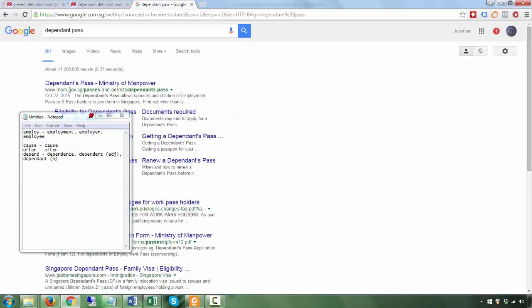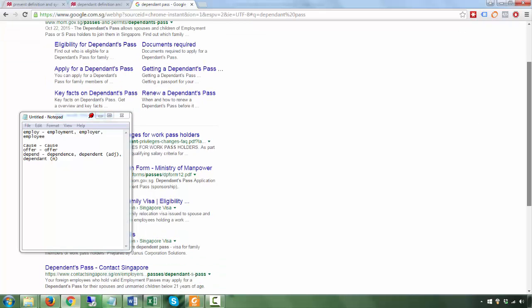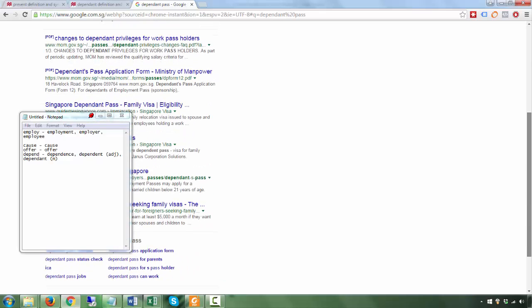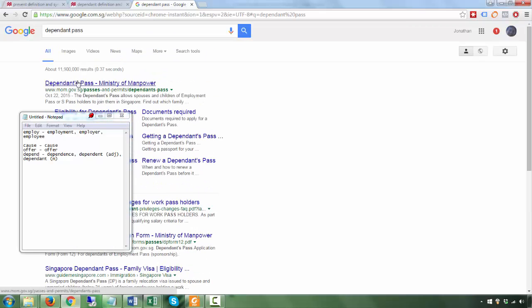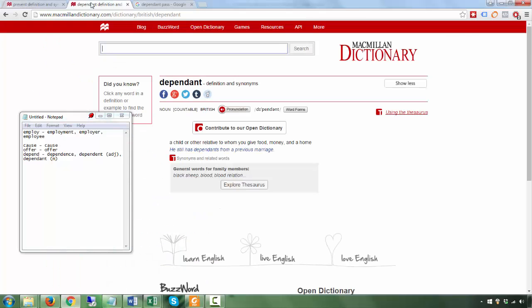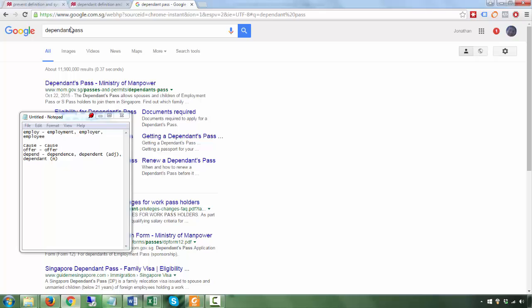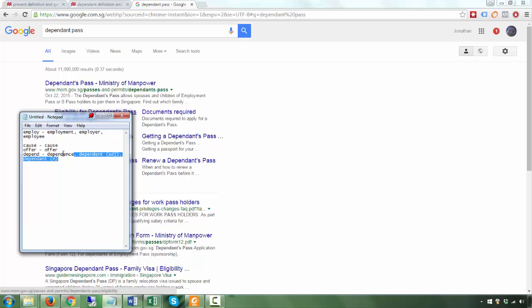Okay, all right, so this is the Ministry of Manpower. So the dependent pass, all right? This ANT is a noun, because you are the dependent, all right? A child or relative whom you give, basically you depend on the other person. Okay, so that is the noun version. And the ENT is the adjective, so don't get confused. Anyway, the noun version is the idea. We always want to look for the idea, not the person.